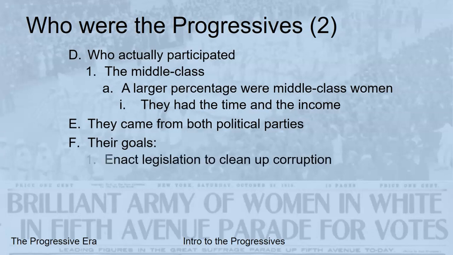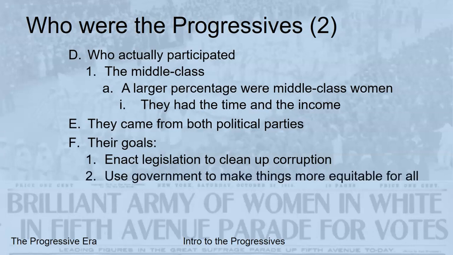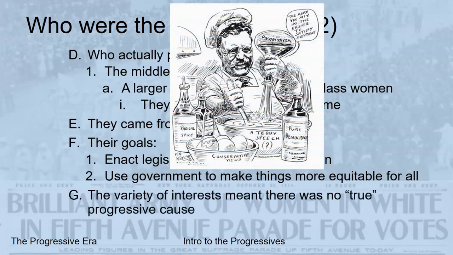Ultimately, the goals of the progressives was they wanted to get government to pass laws that would clean up this economic, political, social corruption. So they want the government to act. One of the things they want government to do is make society and the economy equitable for everyone. Okay, that is a big deal with the progressives.